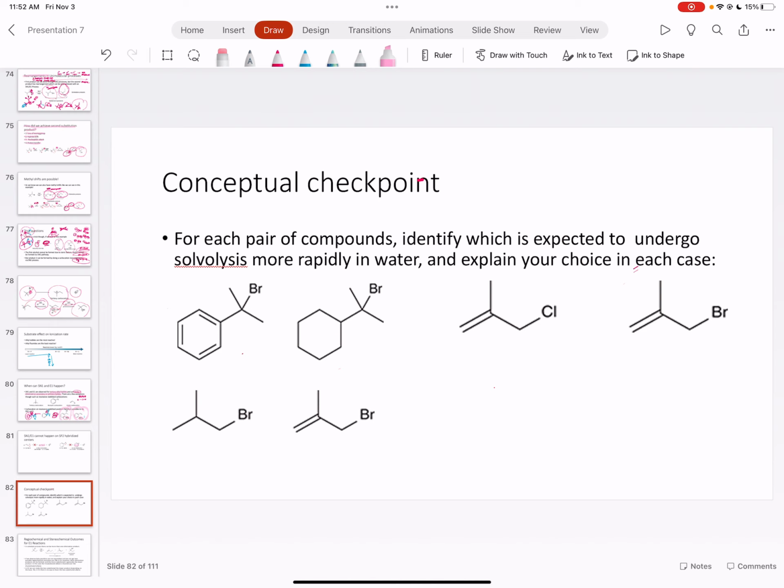So, conceptual checkpoint: for each pair of compounds, identify which is expected to undergo solvolysis more rapidly in water, and explain your choice in each case. Remember that solvolysis reactions are reactions with water, so it's gonna be like this. I was gonna write HOH, but you can also write H2O.